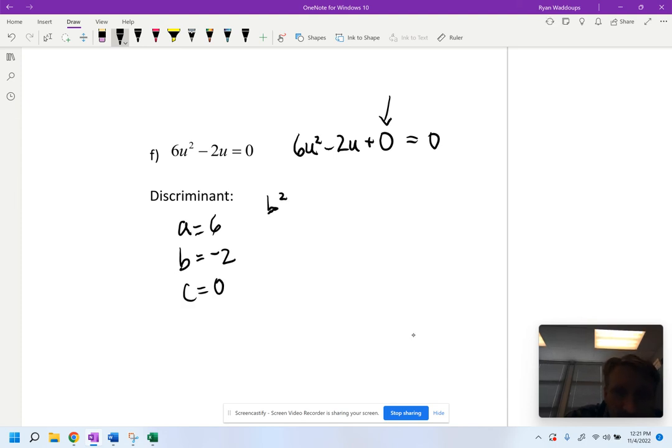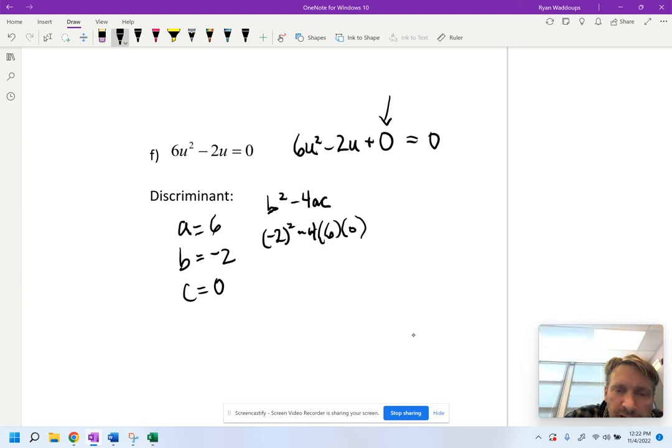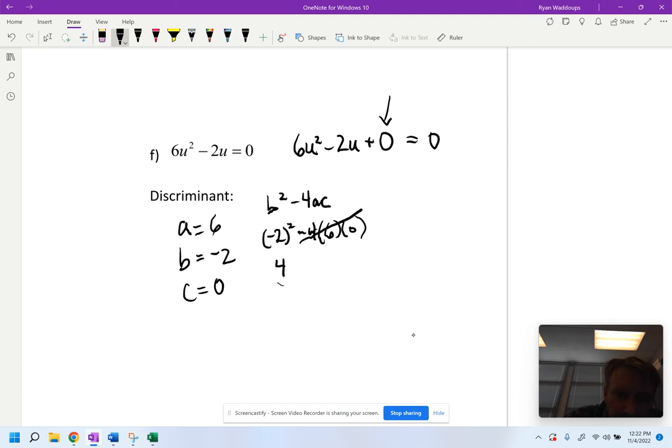So the discriminant, b squared minus 4ac: b is negative 2 squared, minus 4 times a, and a is 6, and c is 0. Now, negative 2 squared is positive 4. But when you multiply by 0, this whole term becomes 0. All of this becomes 0. So you just get 4. So our discriminant is 4.